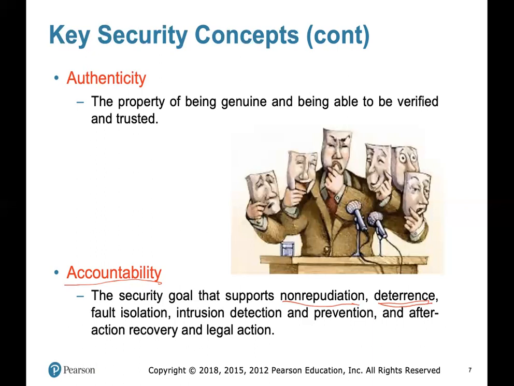These are five major properties that, when we talk about a secure computer system, we should be talking about each of these.